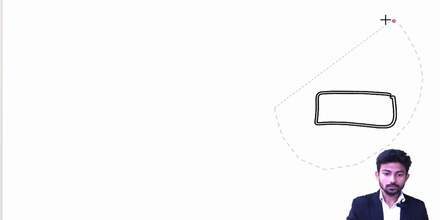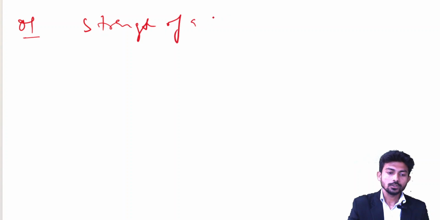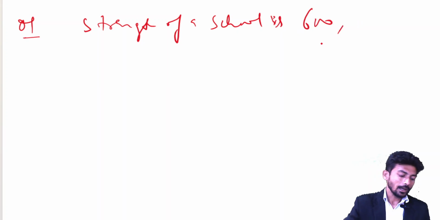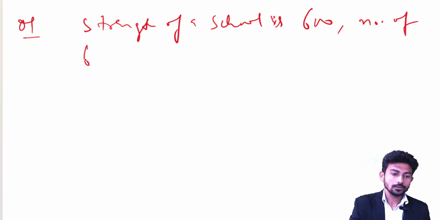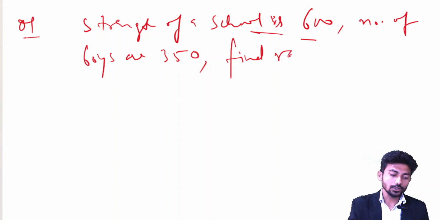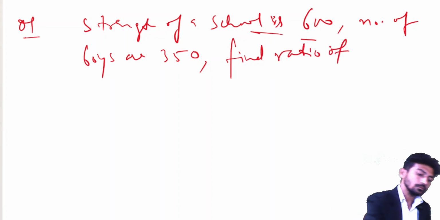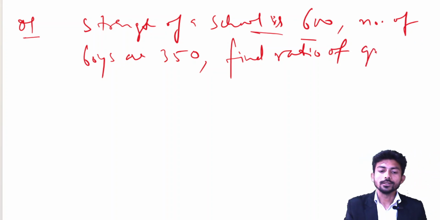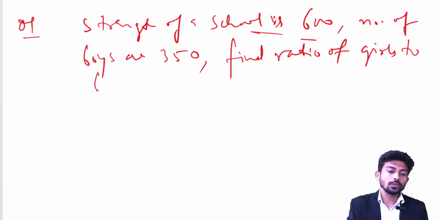Let's suppose I'm writing a question here, that the strength of a school is 600. This is the strength of a school, and out of this 600, the number of boys is 350. Total strength of the school is 600, boys are 350 in number, and they have asked us: find the ratio of girls to boys. So this is the ratio we need to find out.